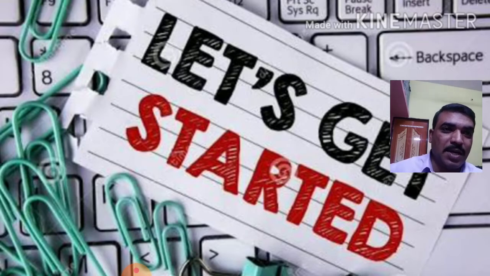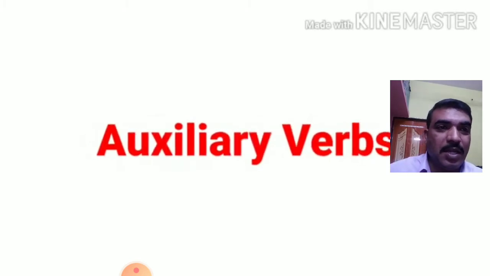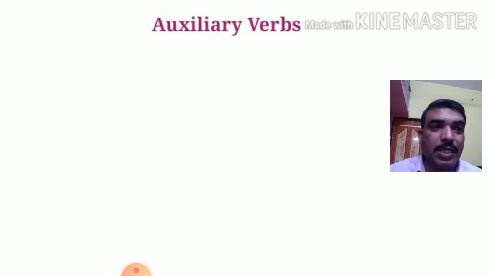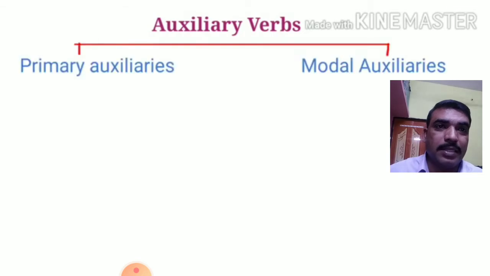Let's get started with these auxiliary verbs. There are two types of verbs we know. First is main verbs, second is auxiliary verbs. We are going to only see the auxiliary verbs in this module. The auxiliary verb is used in making sentences.